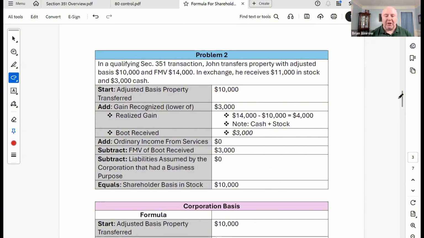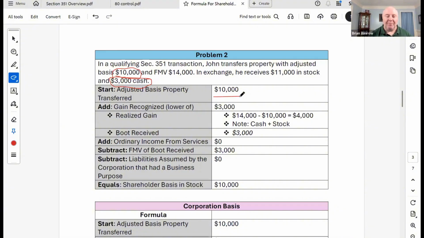We've got a qualifying section 351 transaction. John transfers property with an adjusted basis of $10,000 and a fair market value of $14,000. In exchange, he receives $11,000 in stock and $3,000 in cash. Aha! That is boot. We've got boot. Okay. Well, let's go ahead and figure this out. What was the adjusted basis in the property that we transferred to the corporation? And hopefully you're sitting there telling me, come on, I already know this stuff. It's right here, $10,000, right? So let's put our $10,000 in here.